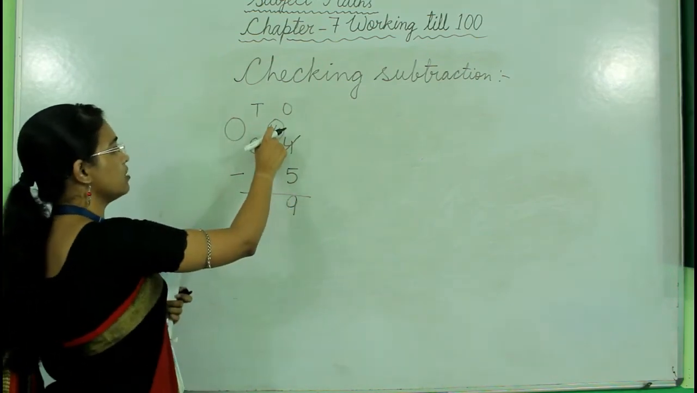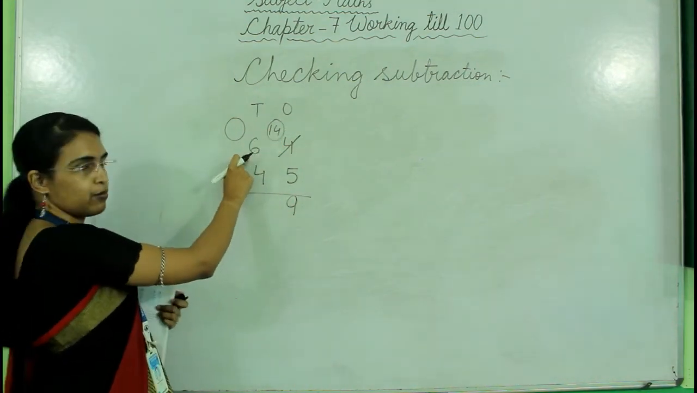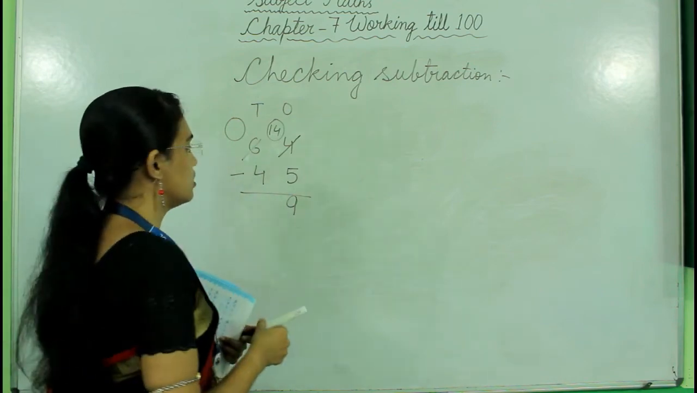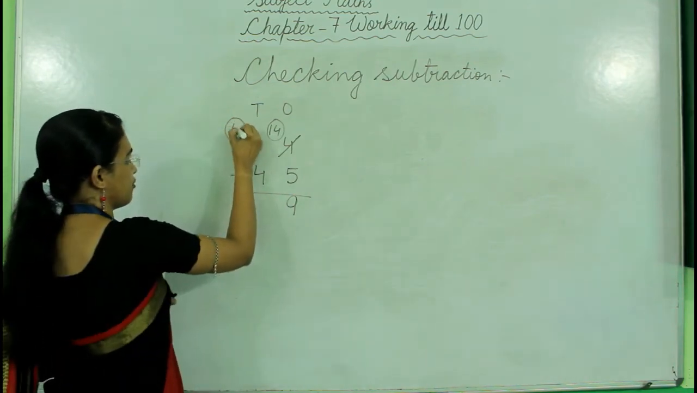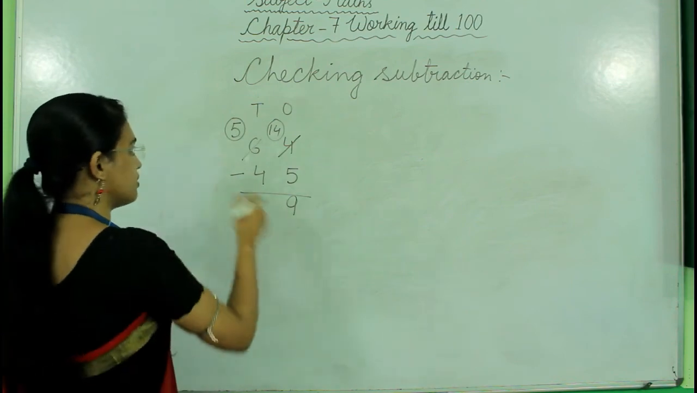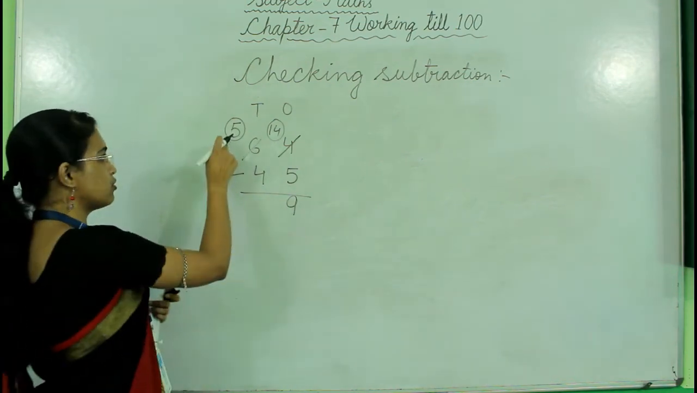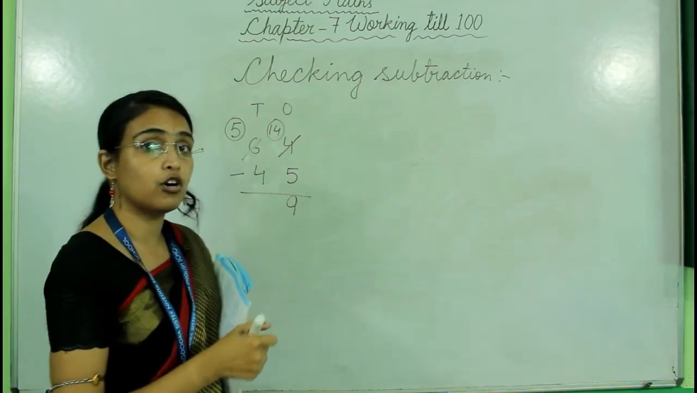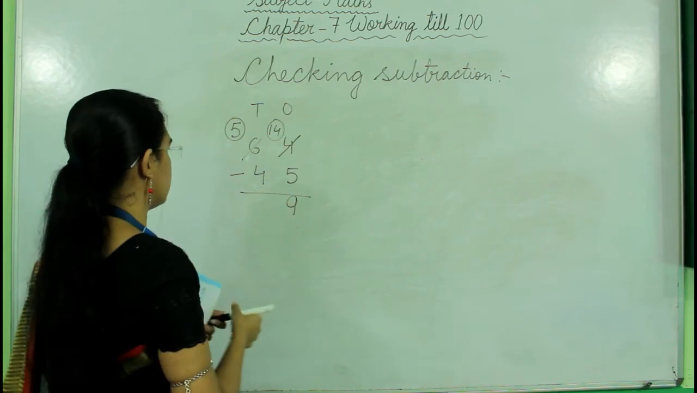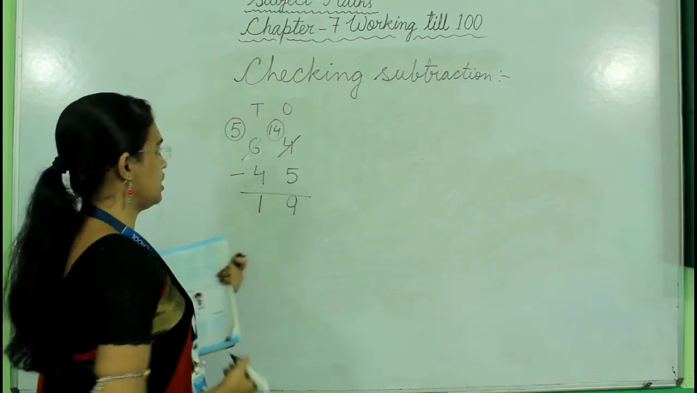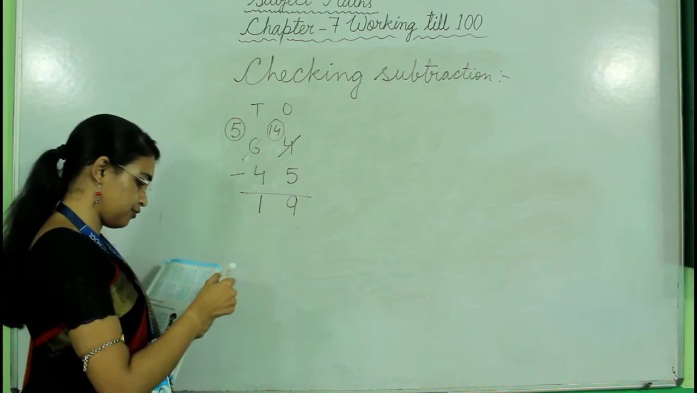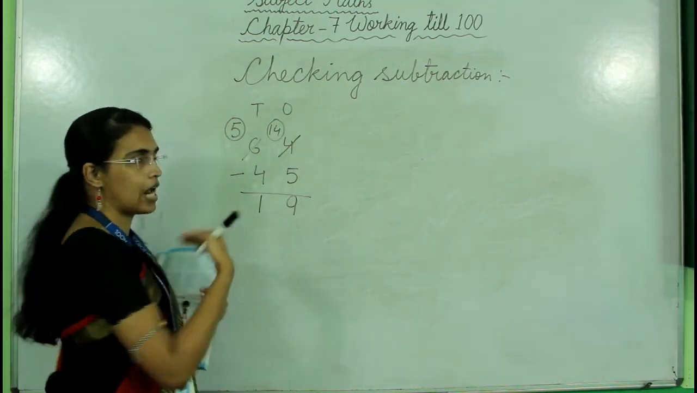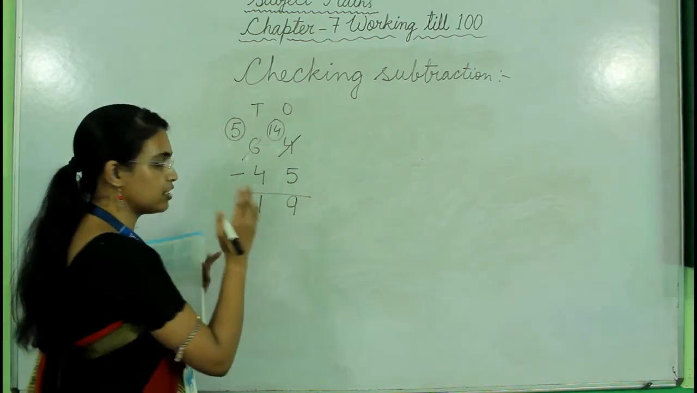Now with this carry 1 we have to subtract it from 6, so the answer is 5. After this, what do we have to do? We have to subtract 5 from 4, so after 4, 5. That means 1. So the answer is 19. 64 minus 45 is 19. Now how can I know whether this subtraction is right or wrong?